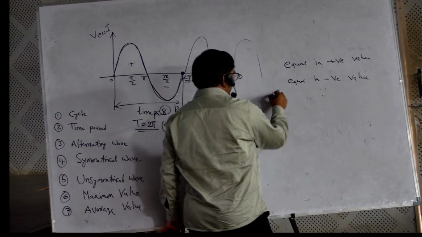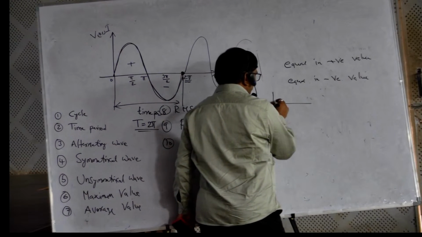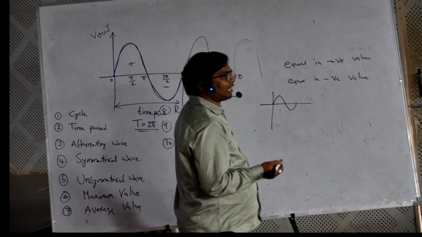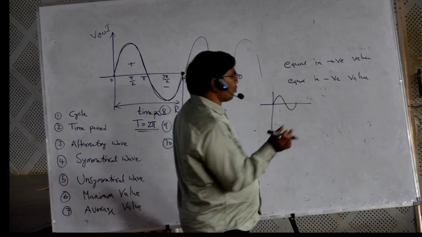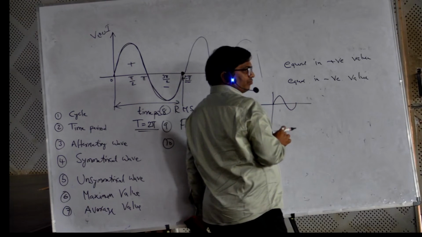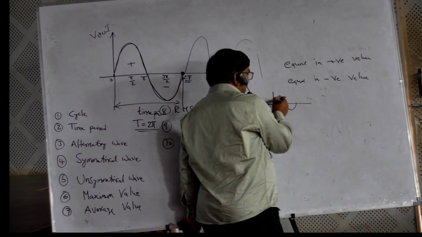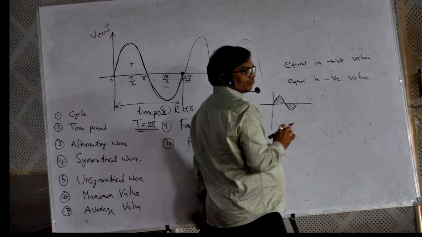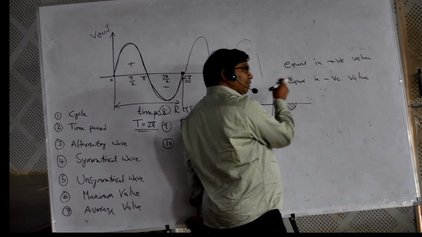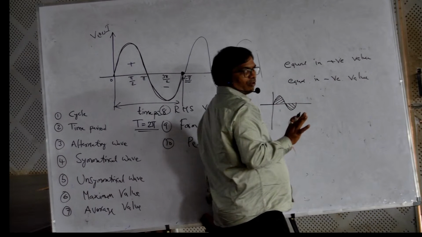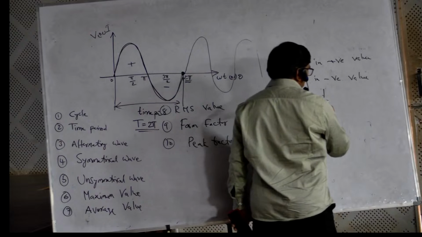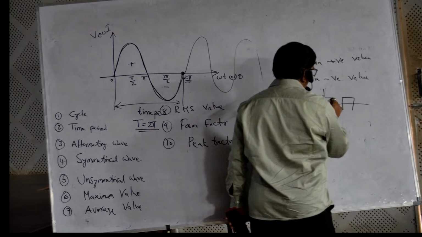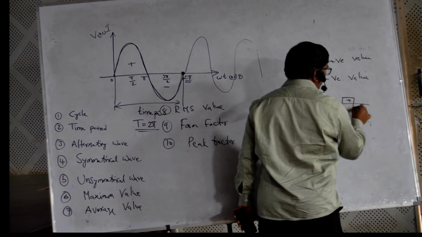For example, I am drawing a sine wave; it is one of the symmetrical waves. What is the meaning of equal? Equal in positive, equal in negative. You can say the area of the positive and the area of the negative are equal. Equal in magnitude, equal in value, equal in area also. I'm drawing one more: positive value, negative value, positive value, negative value.